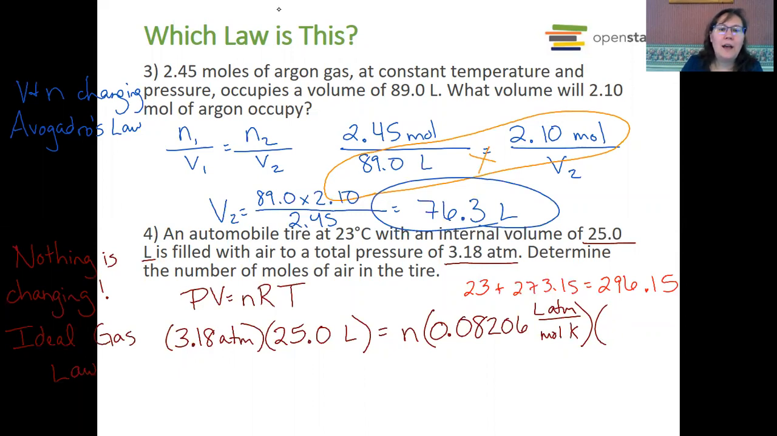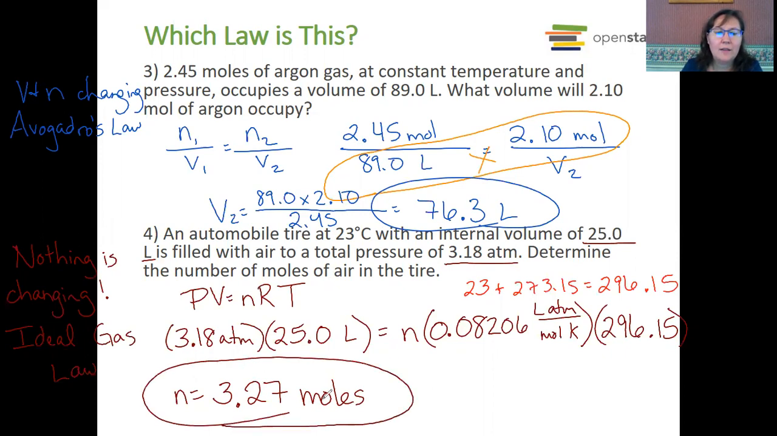Okay, so then I will put that in here, 296.15, and I'll solve for N. So we type in 3.18 times 25 divided by 0.08206, and then divided by 296.15. Now if you've done this correctly, what you should get for your number of moles, with 3 significant figures, is 3.27 moles. And it doesn't matter that air isn't a single constant gas. You don't have to find it that way.